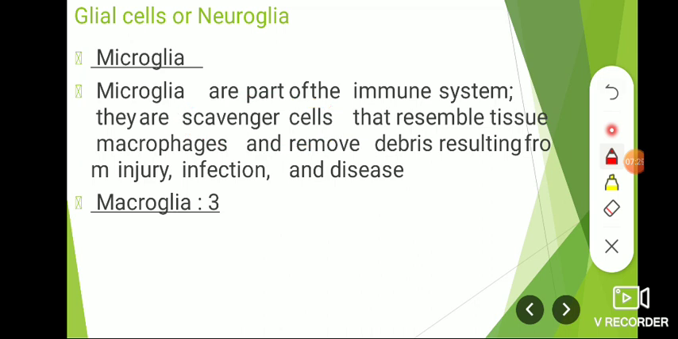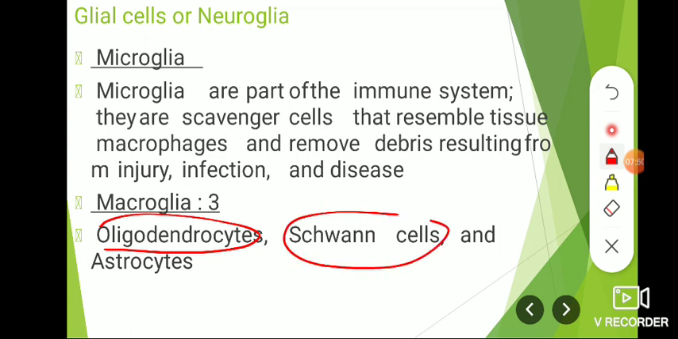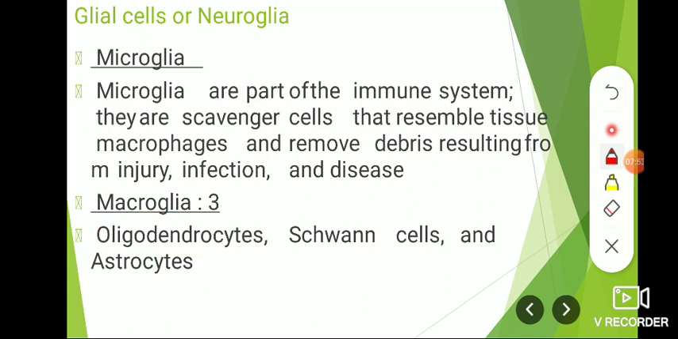Now the macroglia are of three types of cells: oligodendrocytes, Schwann cells and astrocytes. Astrocytes appear like a star, and they support the blood vessels and form the blood-brain barrier. These two cells, oligodendrocytes and Schwann cells, basically cover the axons. Covering the axon in the brain and forming the myelin sheath are the oligodendrocytes. Covering the axon in the periphery are the Schwann cells. So these are the neuroglia.